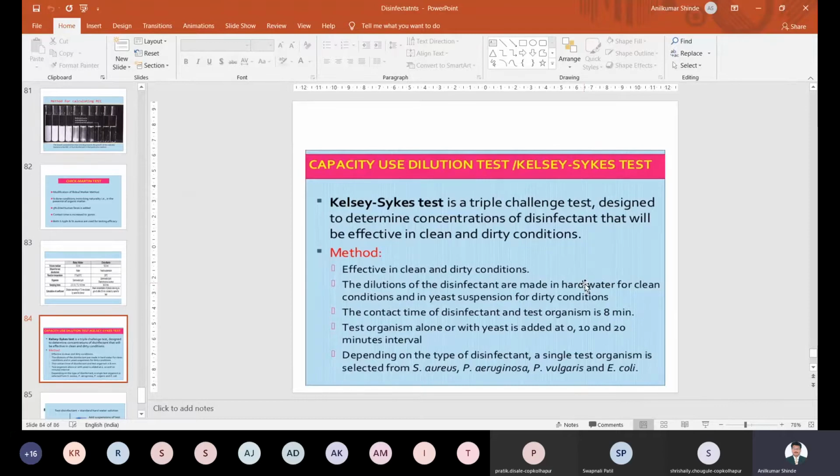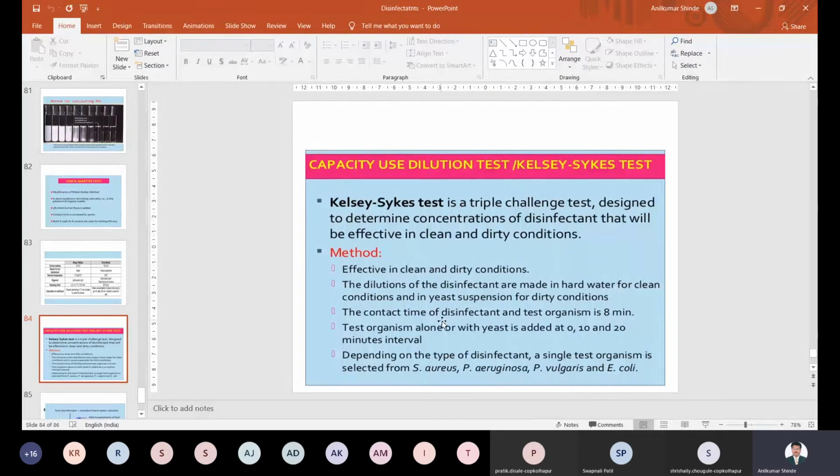क्लीन condition मध्ये we can use a disinfectant solution with addition of hard water. This is a clean condition, right? Then in dirty condition मध्ये we can use a dilution of disinfectant with addition of some yeast suspension. Understand it? So these are the two conditions which are used: clean condition and dirty condition.